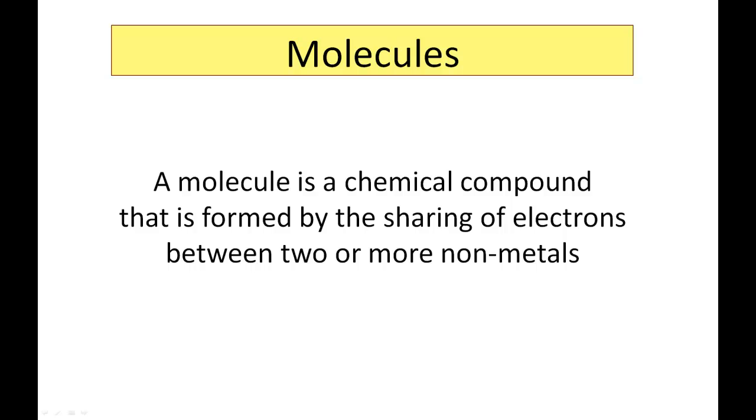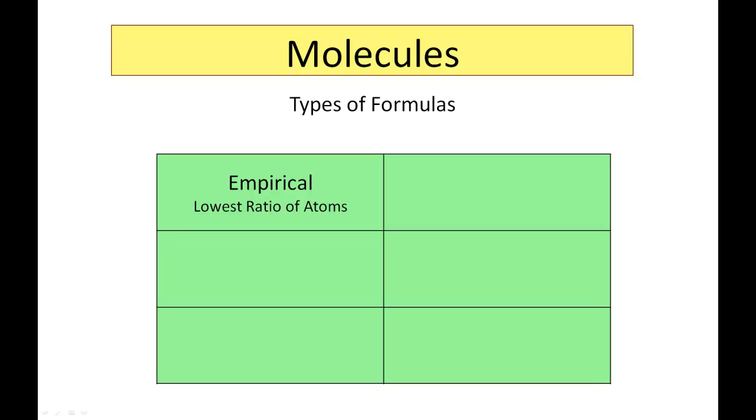A molecule is a chemical compound that's formed by the sharing of electrons between two or more nonmetals. Essentially a covalent bond, if you will. There are three types of formulas you need to know before we start talking about molecules.